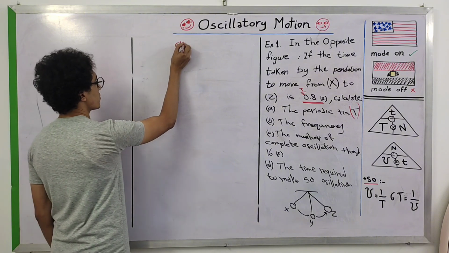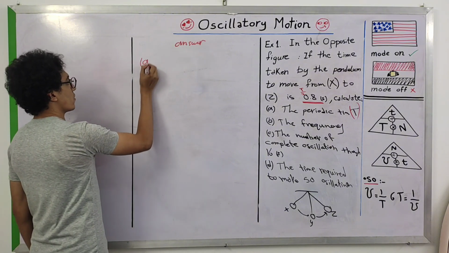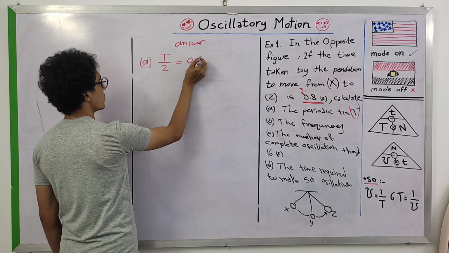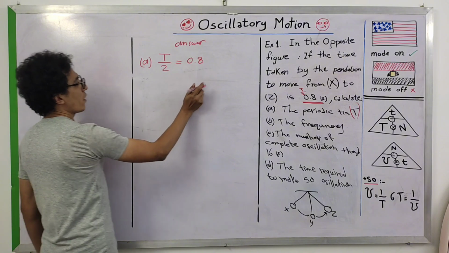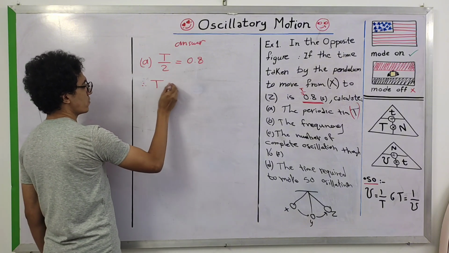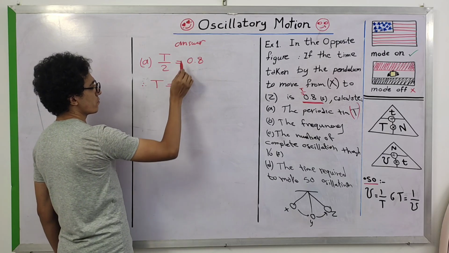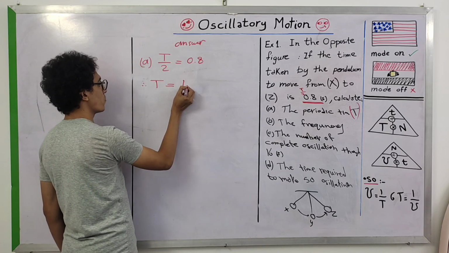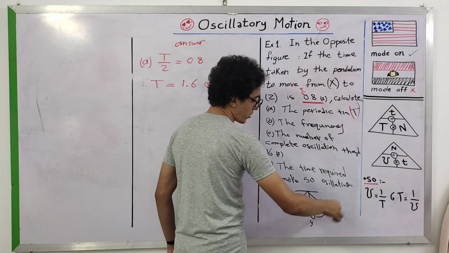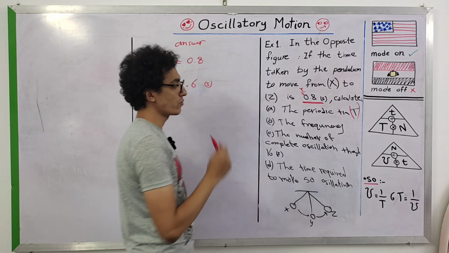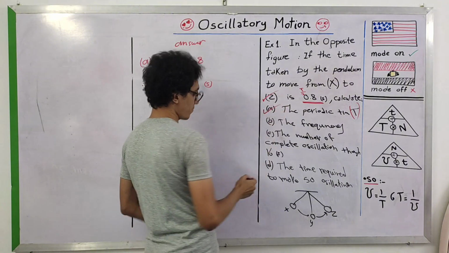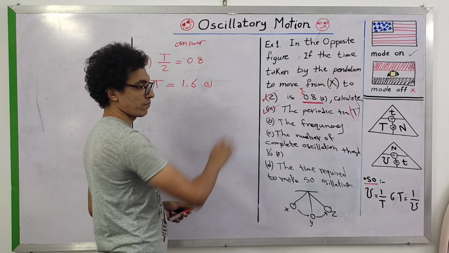This is the answer. I wrote T over 2 equals 0.8. So I will do it like the scissors, cross multiplication. T is 2 times 0.8, which will be 1.6 seconds. Okay, because it has oscillation from X to Z, two amplitudes. The periodic time, I will leave it like this.